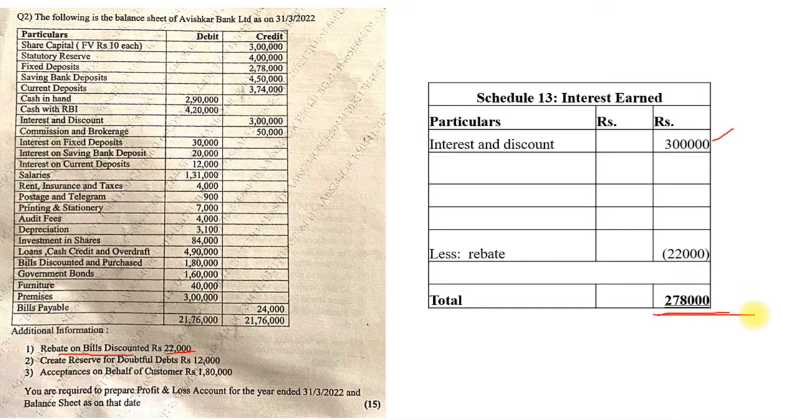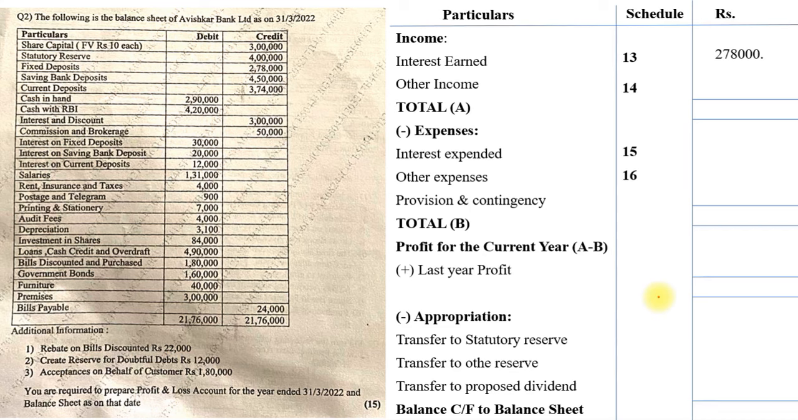lakh 78,000. So always remember, on the credit side, whatever interest is given to us, that is the interest earned, less rebate which will always be given in your adjustment. So our schedule number 13 interest earned total comes to 2,78,000. So in our format, we will write schedule 13, 2,78,000.